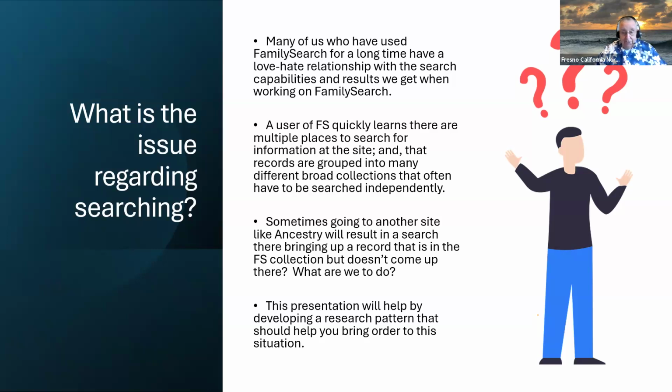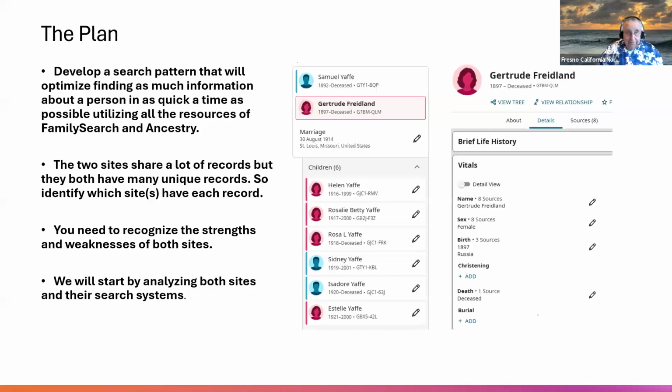This presentation is going to help us develop a research pattern that should help bring order to this situation. So our plan is to develop a search pattern that will optimize the gathering of information so that we can get as much information as we can as quickly as possible using all the resources at FamilySearch, and in this case, Ancestry. The two sites share a lot of records, but they both have many unique records.